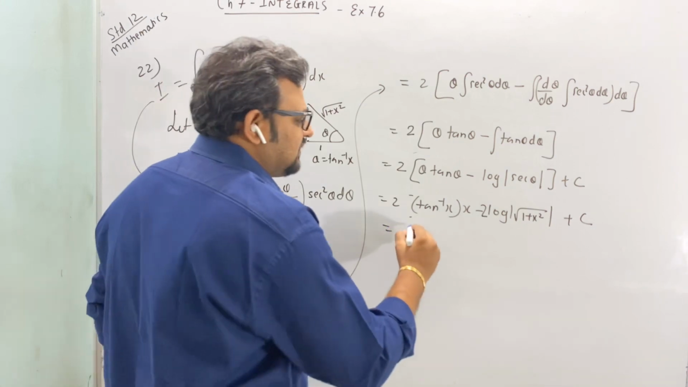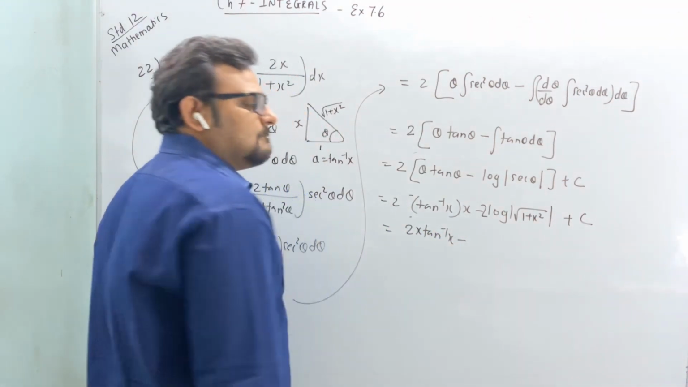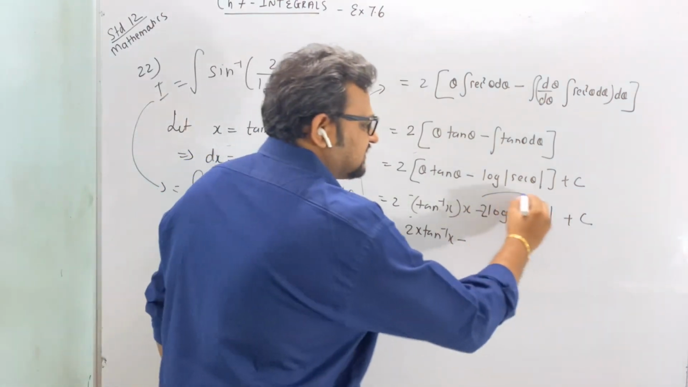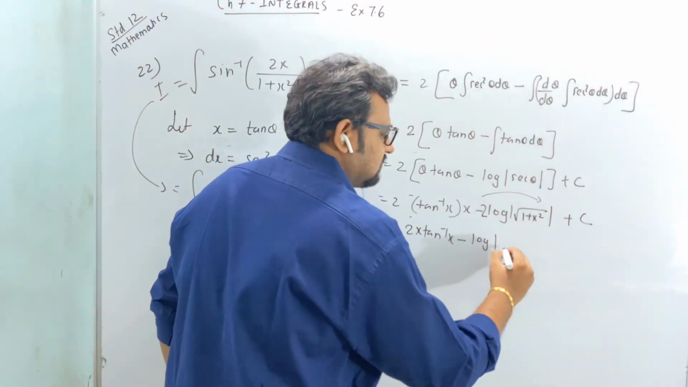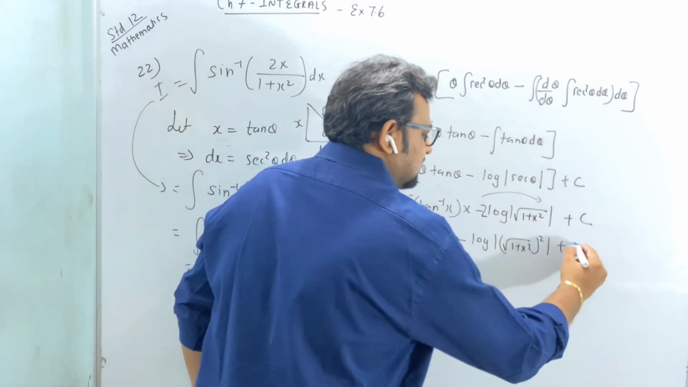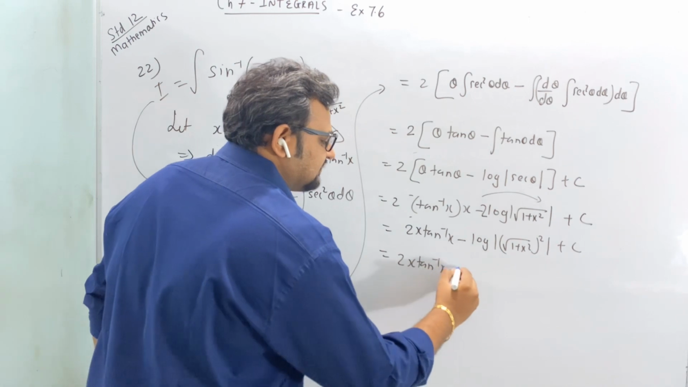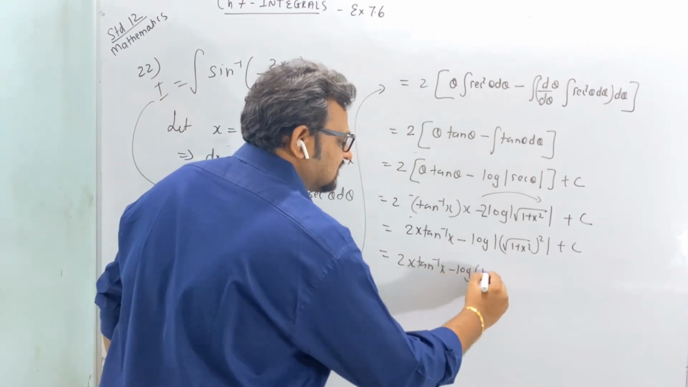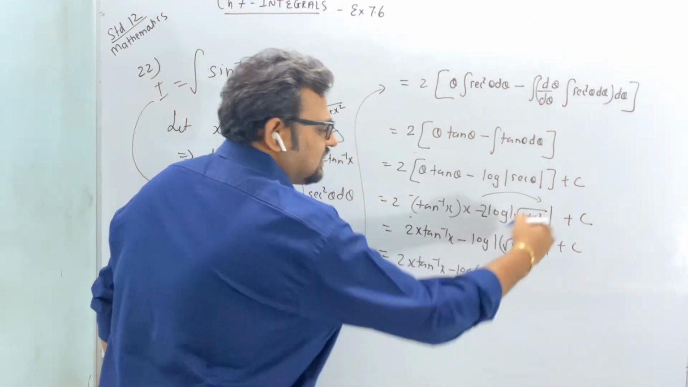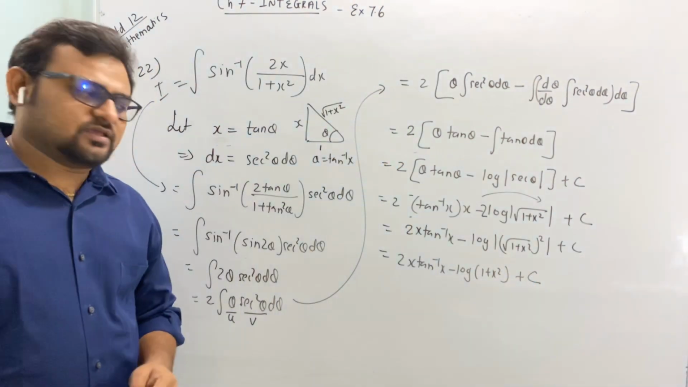So now this will be 2x tan inverse x minus, I will take this in the power, 1 plus x square whole square plus c. So this will be 2x tan inverse x minus log square root, and the square will cancel, plus c.